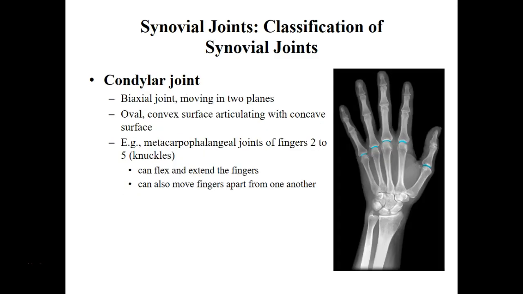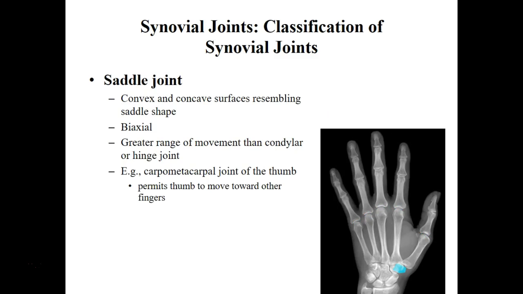A condylar joint is a biaxial joint. So this is between the metacarpal and the phalanges of our fingers. If you take your hand and you move your fingers apart, move them back together, bend them forward, that's two different angles, so that's biaxial, okay?